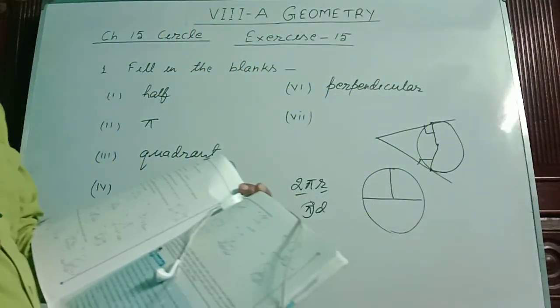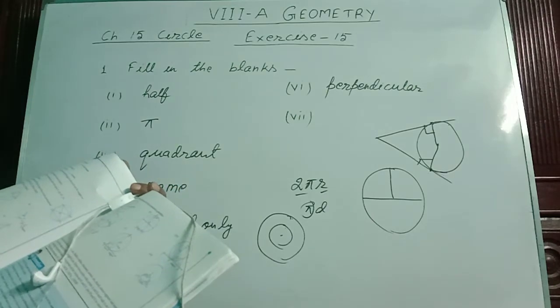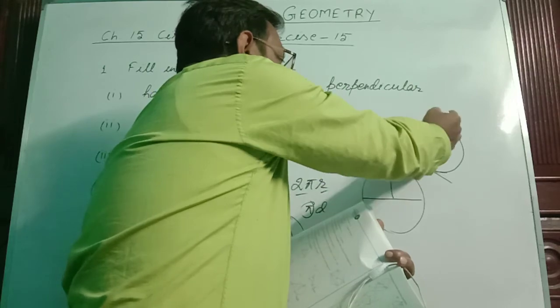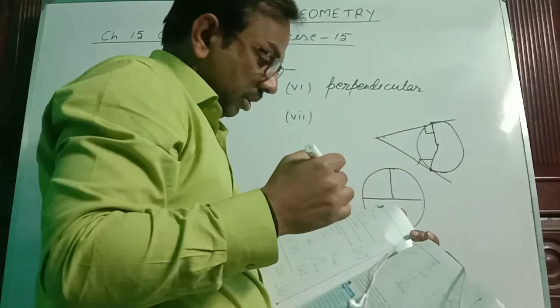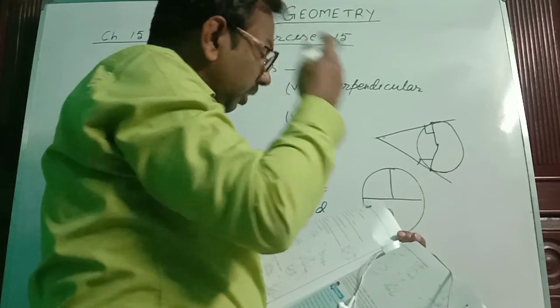Roman number 7. Two tangents drawn from outside the circle are equal in length. These two tangents are drawn from the external point, so these two tangents are equal in length. So in the blank you will fill are equal in length.